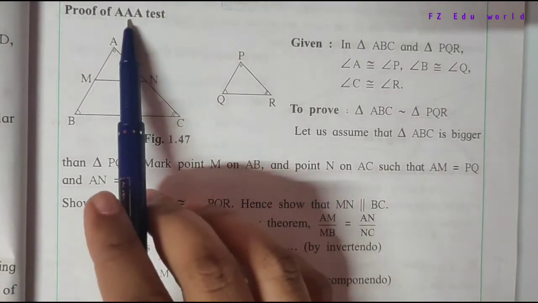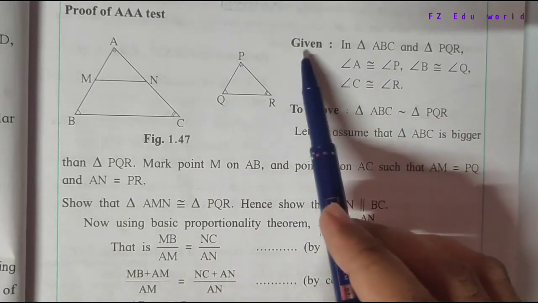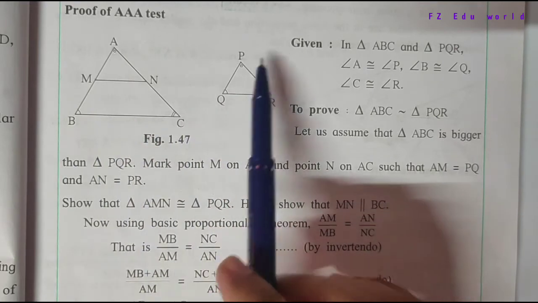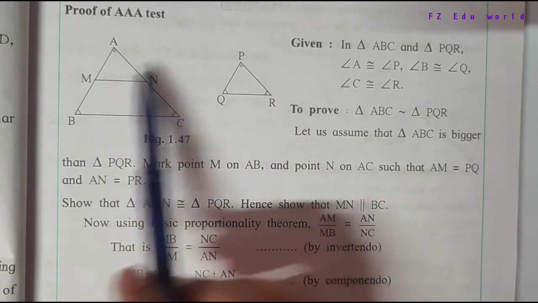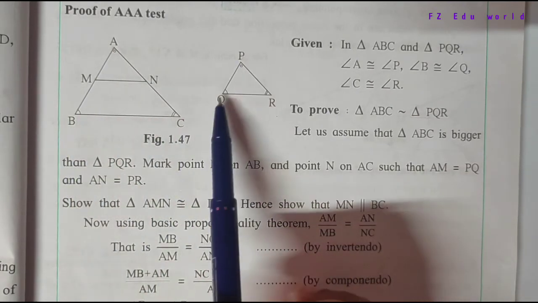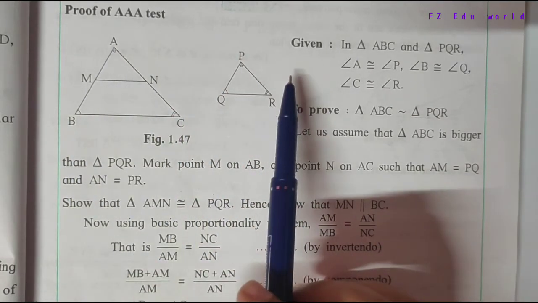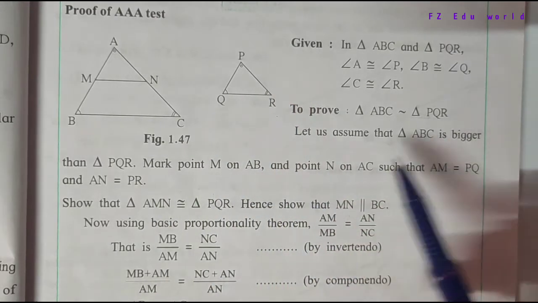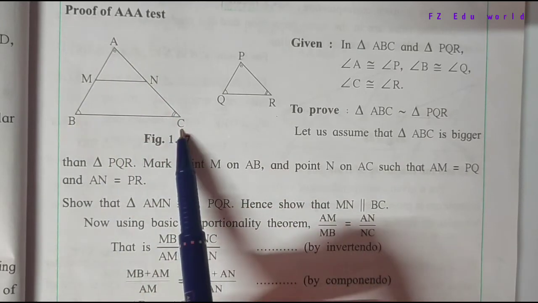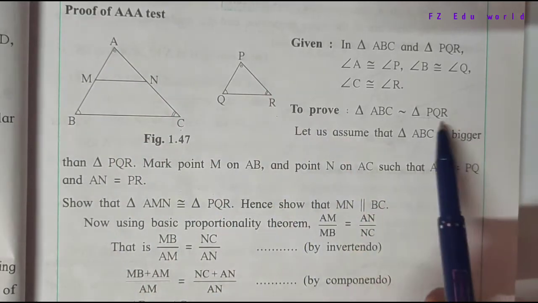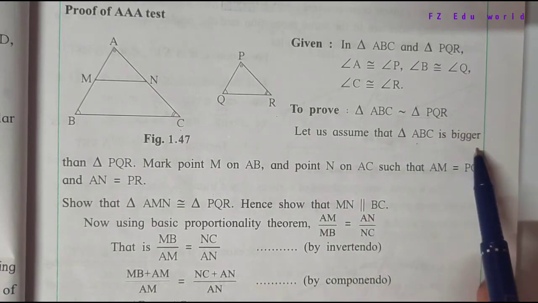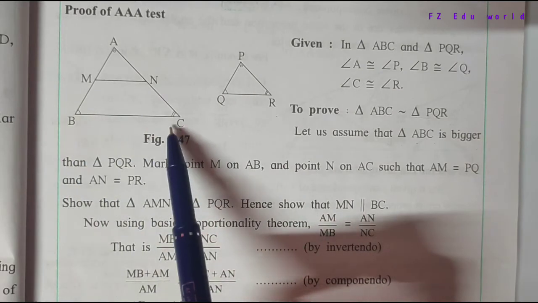Here is a proof of the AAA test. There are two triangles given, ABC and PQR, and all their angles are congruent in one-to-one correspondence. To prove triangle ABC similar to triangle PQR, let us assume that triangle ABC is bigger. One of them is bigger.